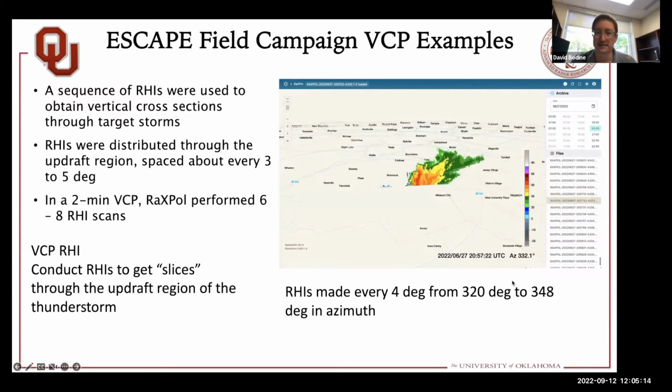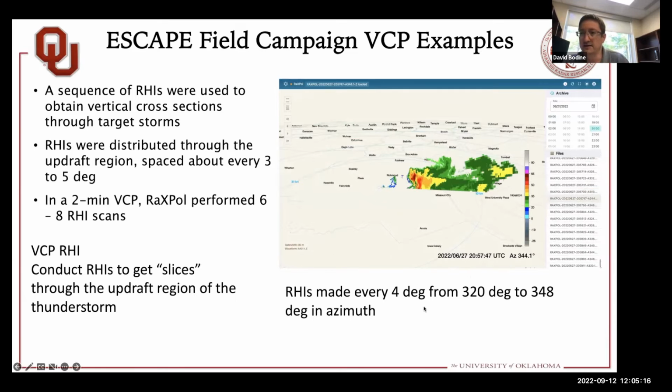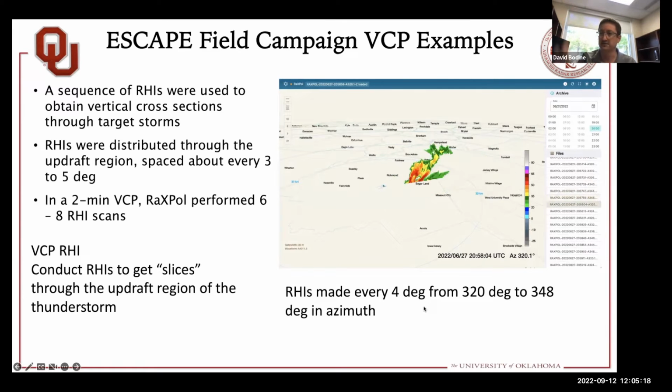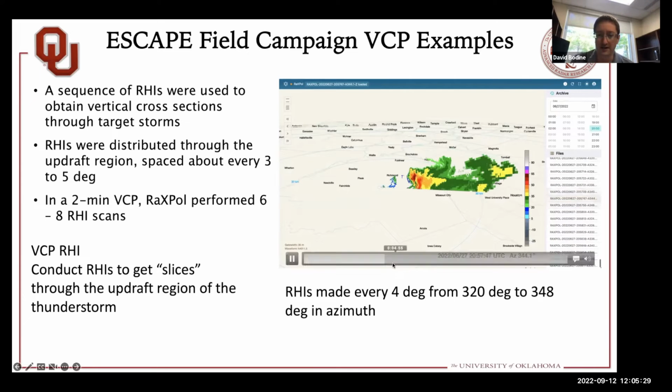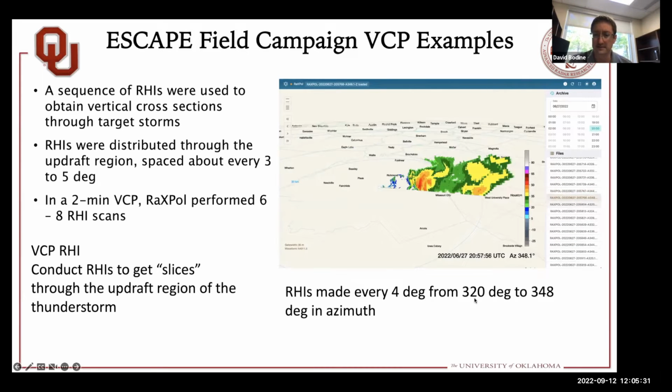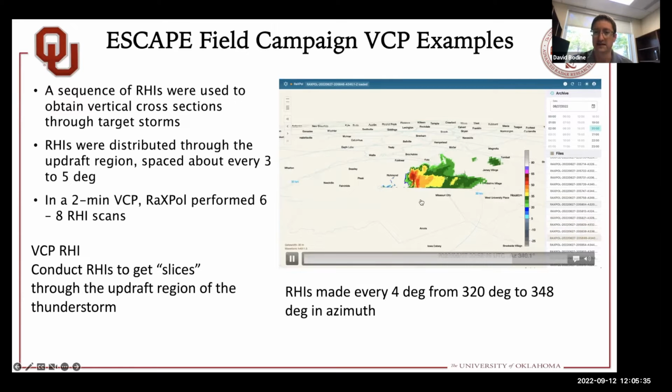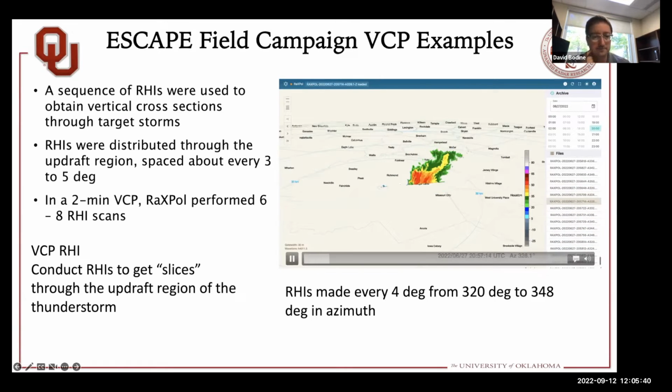Here's another example. This is a sequence of RHI scans that were done, basically doing vertical cross sections through the storm at different azimuth angles. These were distributed primarily through the updraft region of the thunderstorm, spaced about every 3 to 5 degrees in azimuth. Here, RHIs are being made about every 4 degrees, from 320 to 348 degrees. And you see the different cross sections that result from those different cuts through the storm.